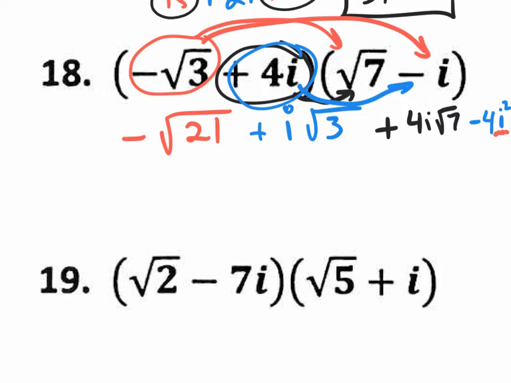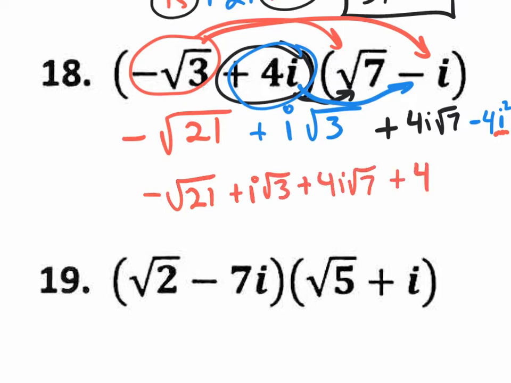We can't combine anything. Not even this middle i with this other i, because you have i with the square root of 3. If this were a square root of 3, then yes, you could combine them, but they're not the identical same term. Okay, so we're just going to leave it. The only thing we could do to make this look a little nicer is change this i squared to a negative. So our final answer is going to be negative square root of 21 plus i square root of 3 plus 4i square root of 7 plus 4. Why plus 4? Because a negative 4 times a negative 1 is a positive 4.